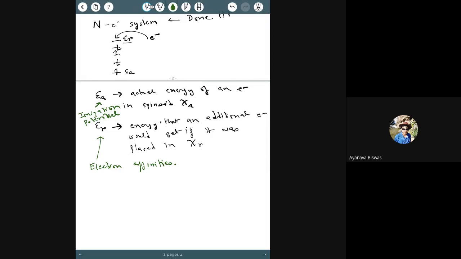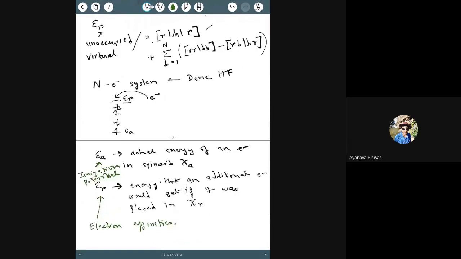This is the ionization potential, and this electron has a binding energy of epsilon A. So the occupied orbitals normally have a negative energy, which means that the electrons in the occupied orbitals are bound to the nucleus. When we supply epsilon A amount of energy, an electron from orbital chi A will get released. This is the ionization potential. For epsilon R, when you put in an electron, if epsilon R is positive, then energy will be needed to put that electron in, and if epsilon R is negative, then energy will be released when you put that electron in. So this is what the energies mean.